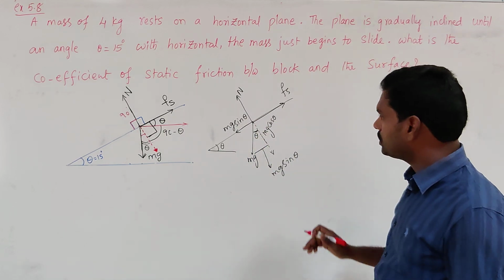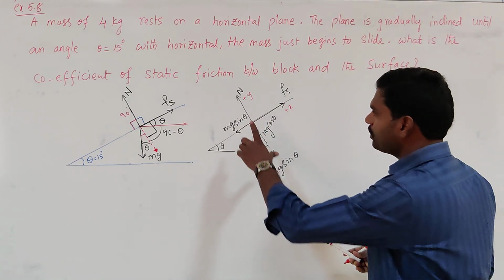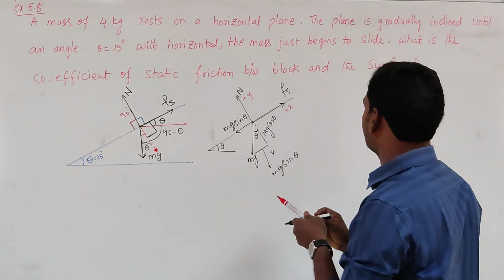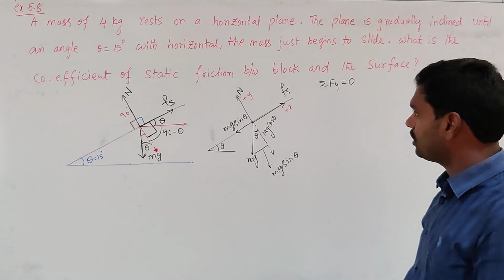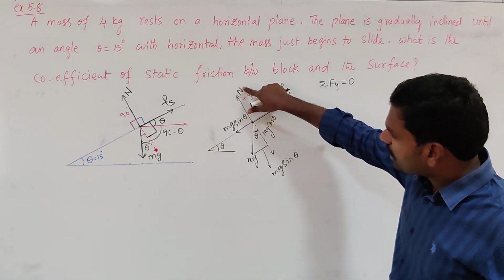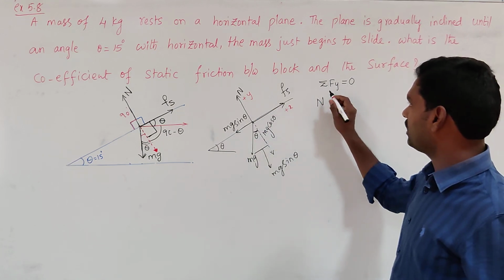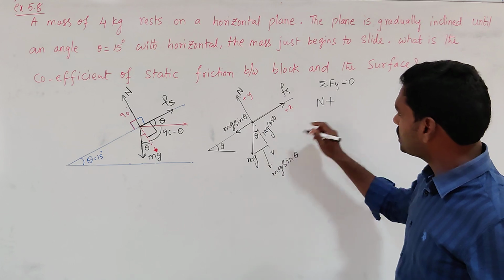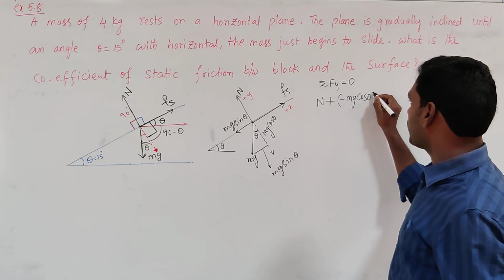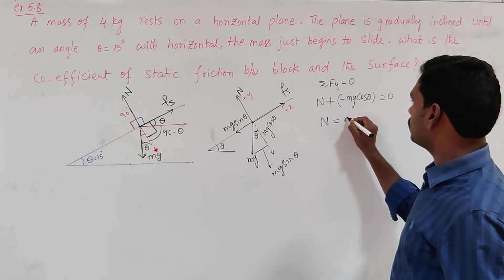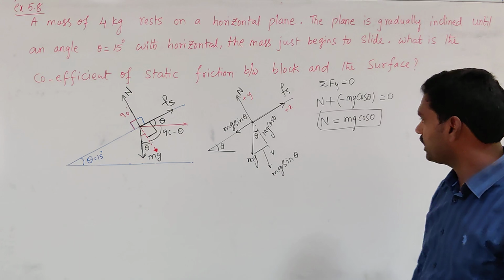Now choose the axes. Let this be the positive x-axis and this be the positive y-axis. Is there any motion in the vertical direction? No motion along the vertical direction. So the particle is at rest in the vertical direction. That means sigma Fy equals 0. What are the forces acting along the y-axis? Normal force and mg cos theta. One force, normal, acts along the positive y-axis, and mg cos theta acts in the downward direction. So I am keeping it as N minus mg cos theta equals 0. Now N equals mg cos theta.